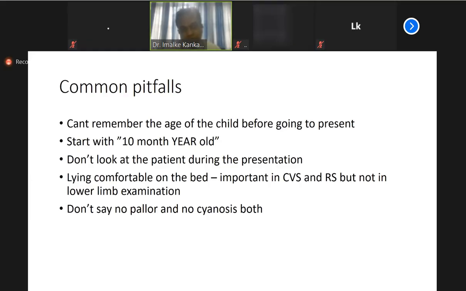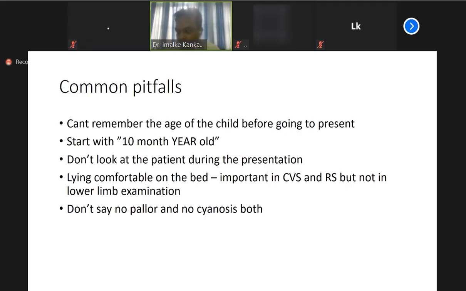A common pitfall at the end of the examination is that you can't remember the age of the child before going to present. That's not nice. Be conscious at the time of the exam: how old is this child? Otherwise at the time of presentation you'll say, oh, I couldn't ask the age. If you can, ask the age and the name, even the name is fine.